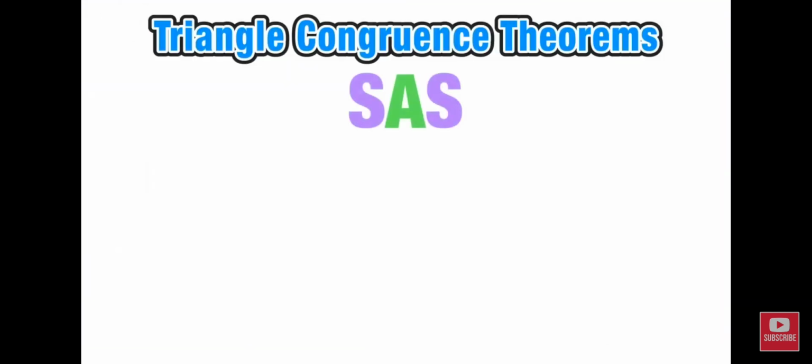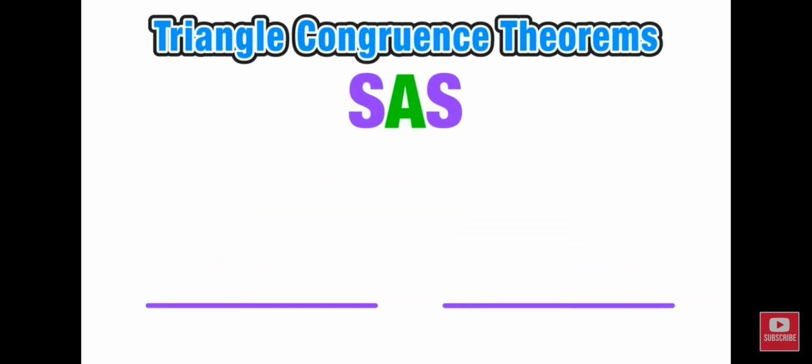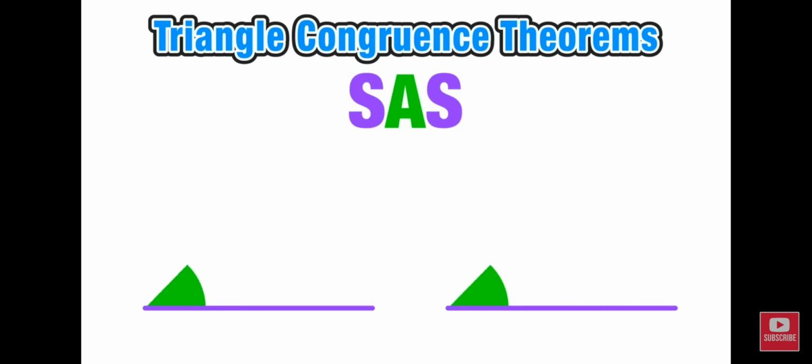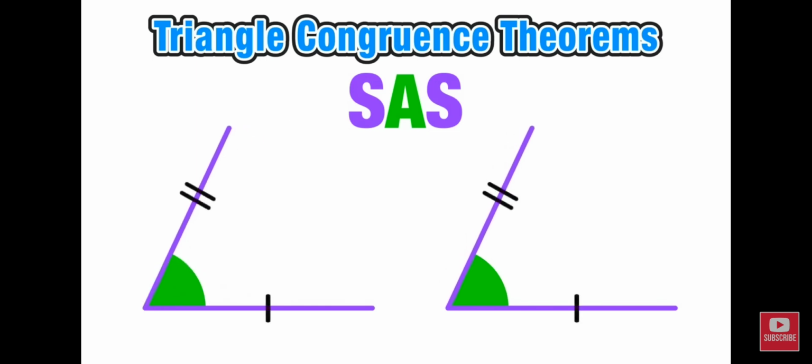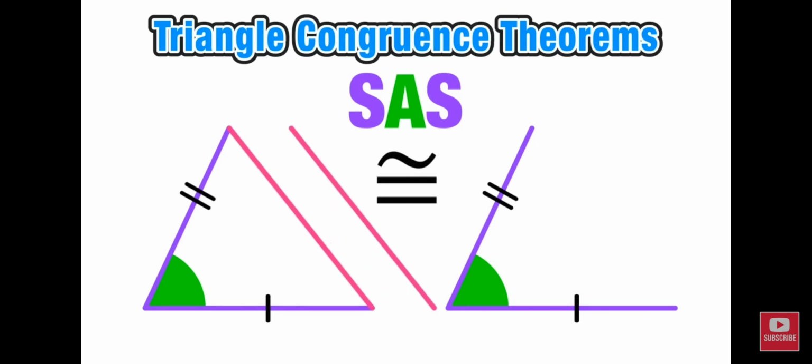Our next theorem is side, angle, side. Now for this triangle congruence theorem, we start with a pair of corresponding congruent sides in 2 triangles. We also have a pair of corresponding angles that are congruent and another set of corresponding sides that are congruent. Now see that the letter A is in between the 2 S's in the name of the theorem? This corresponds with that congruent angle being in between the 2 congruent sides. Now when this is the case, we have enough information to say that the 2 triangles are congruent by using the side, angle, side theorem.